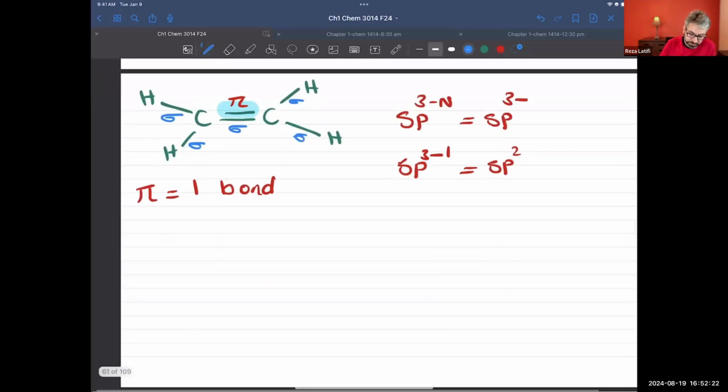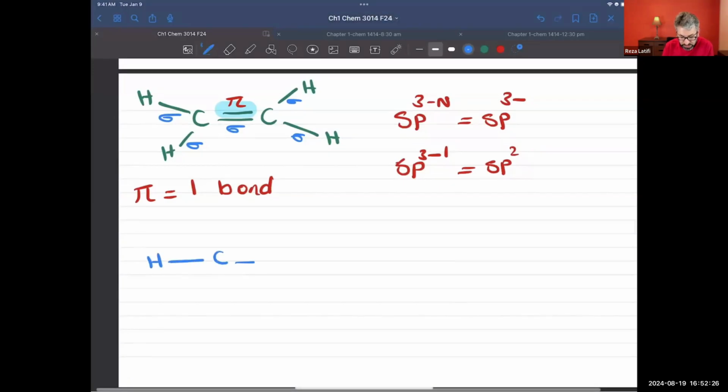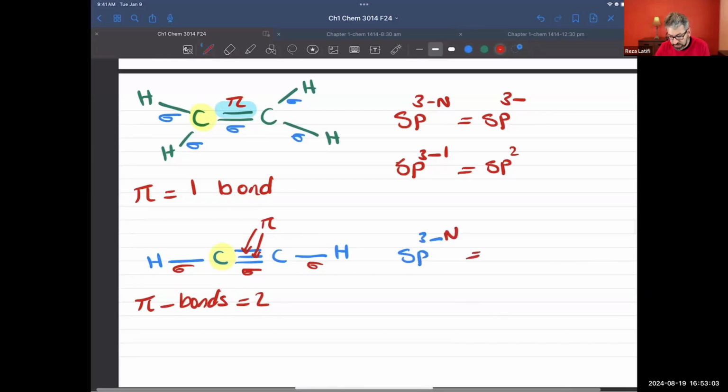How about this? We have hydrogen attached to carbon, and there's a triple bond to another carbon, and again hydrogen. What's the hybridization? Pick any element, let's say that carbon. In this case, I have sigma, sigma, sigma, and these two are pi bonds. So the number of pi bonds, I have it equal to 2. So the hybridization for carbon will be sp3 minus 2, which is equal to sp, or s1p1, which is sp. So that's one easy way to find the hybridization for carbon. Next, let's talk about the bond angle.